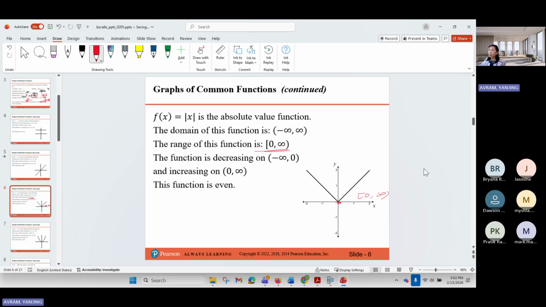And then on this side it is decreasing, and on this side it is increasing. So you have a decreasing interval of x from negative infinity to 0, and an increasing interval, which is the x interval. You have to write down the x interval. It's from 0 to infinity.